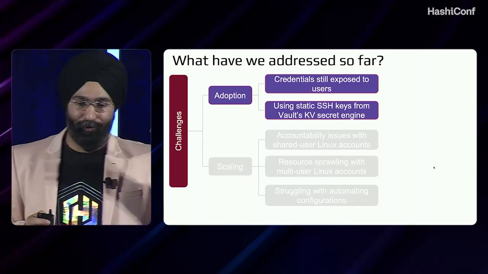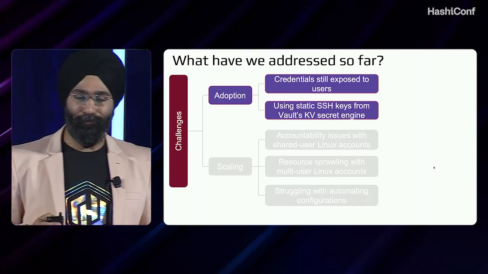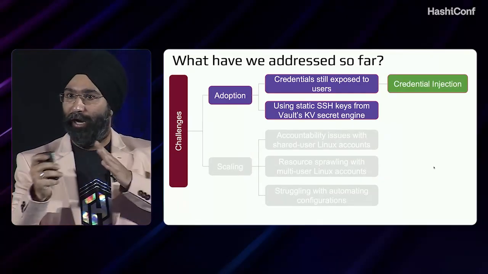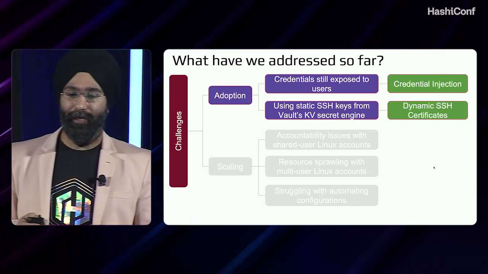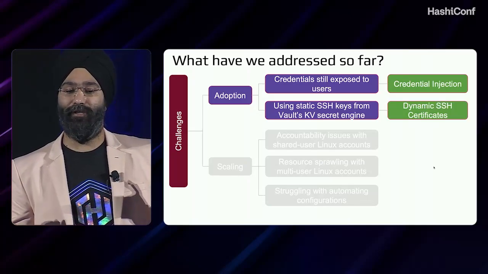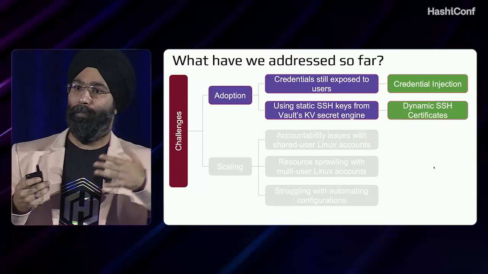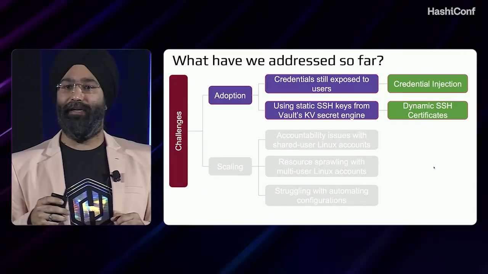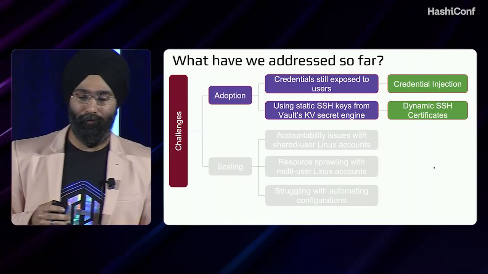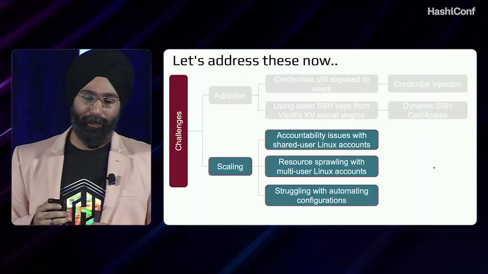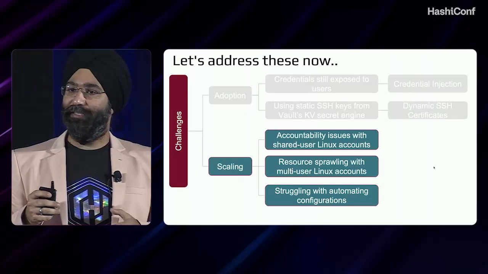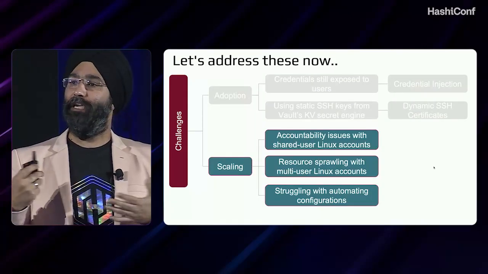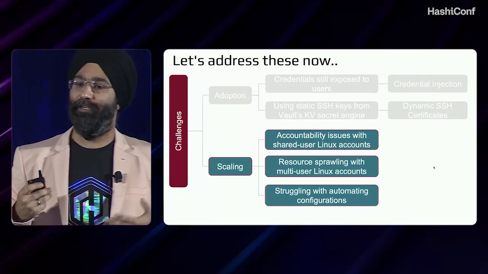Okay, so what have we addressed so far? We used credential injection for hiding those credentials from the users, and then we made use of dynamic SSH certificates for replacing those scary static SSH keys from the Vault secret engine, right? Now let's address the scaling challenges. What different kinds of scaling challenges do you get with different scenarios?